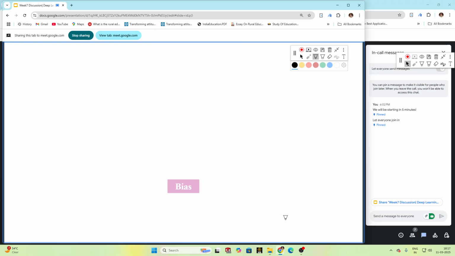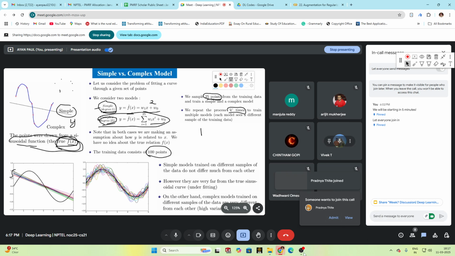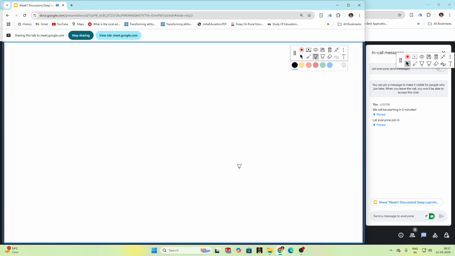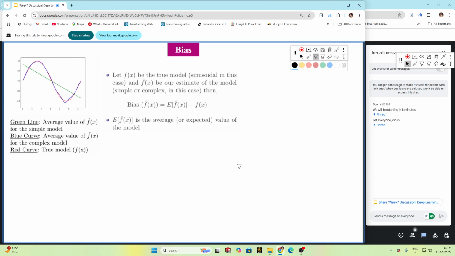Okay. Now why are we trying to explain the difference between a simple model versus a complex model? Our idea is to compare the simple model and the complex model for two terms, bias and variance. You must have heard about these terms very well. So what are bias and variance?